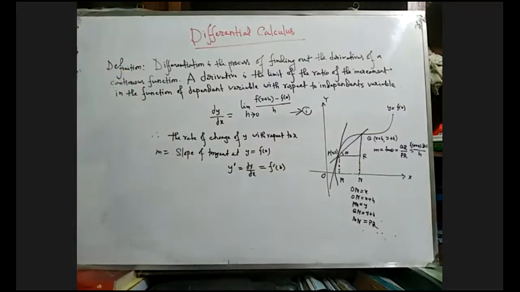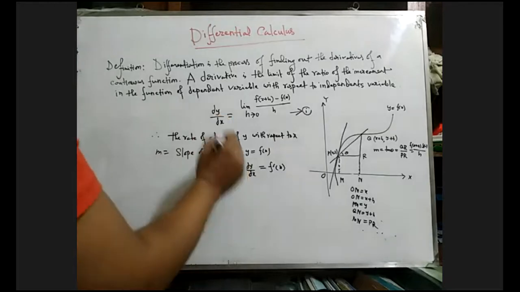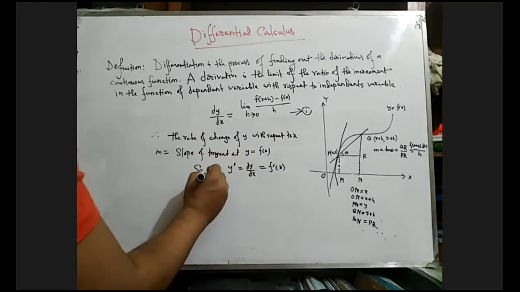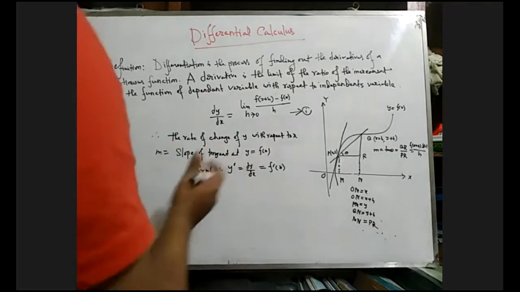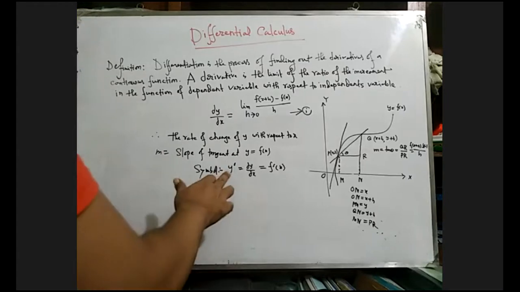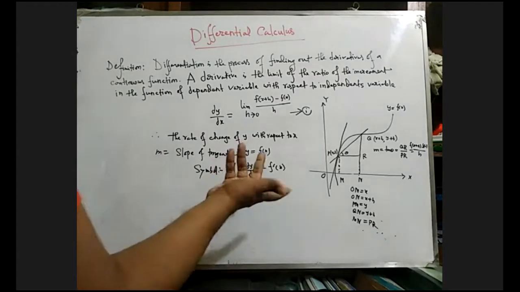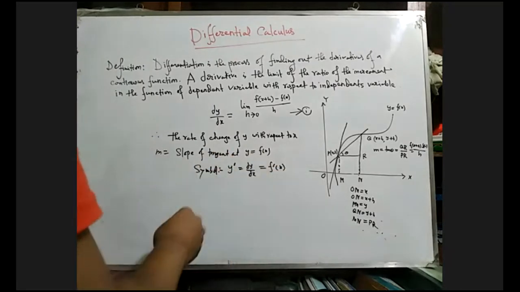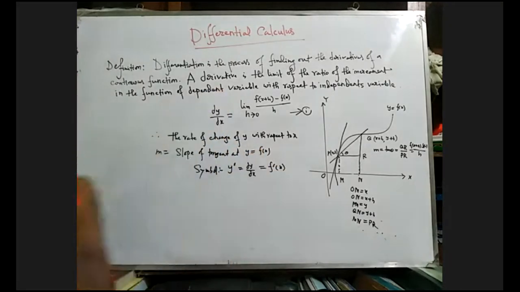First differentiation of y with respect to x. The same symbol. This is the symbol for denoting the differentiation or derivative of y with respect to x: y dash, or dy/dx, or f dash x. But geometrically, this dy/dx is the slope of the tangent of the curve y equals f of x. So we have to remember this.